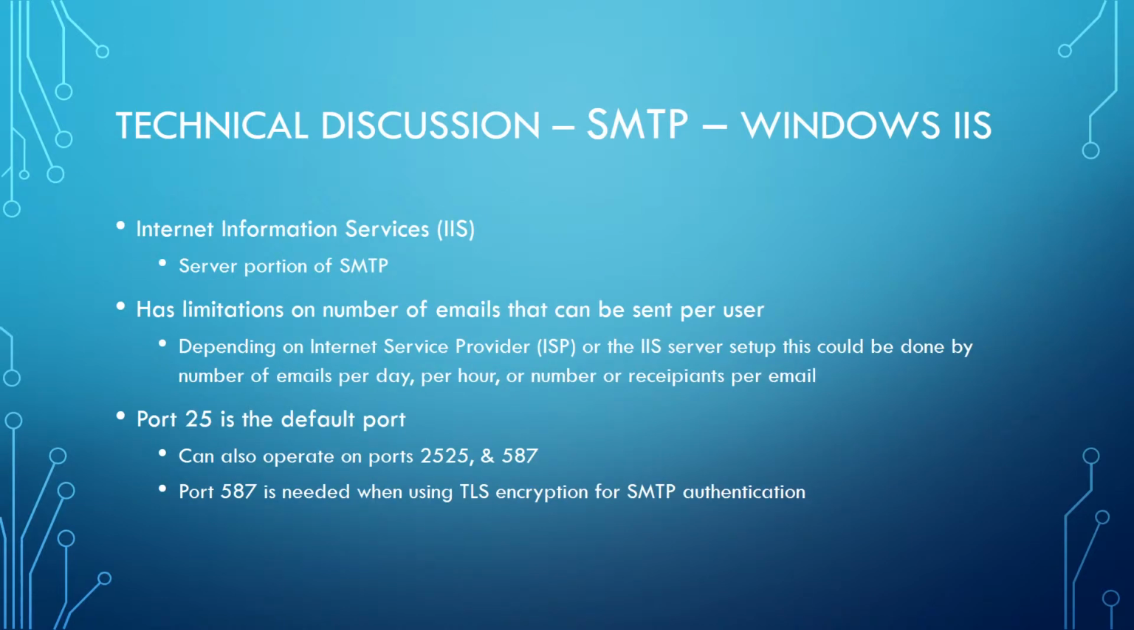The IIS portion of Windows is the Internet Information Services. This is the server portion of SMTP, the counterpart to Exchange for POP3 email. It has limitations on the number of emails that can be sent per user. These can be defined by your ISP, or it can be defined in the IIS server setup, or it could be both. And you can set the restrictions on number of emails per day, per hour, or number of recipients per email.